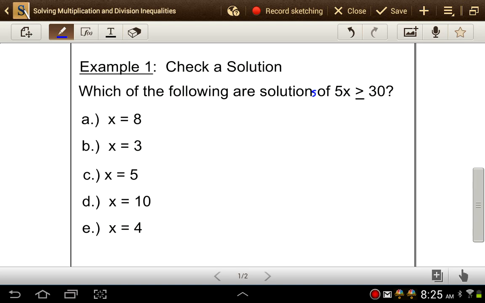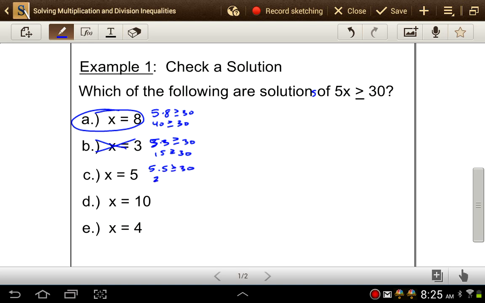So for example, on A here, I could do 5 times 8 is greater than or equal to 30. 40 is greater than or equal to 30. Yes, so A is correct. And I could do that for B. 5 times 3 is greater than or equal to 30. 15 is greater than or equal to 30. No, 15 is not greater than or equal to 30. 5 times 5 is greater than or equal to 30. 25 is greater than or equal to 30. Nope.